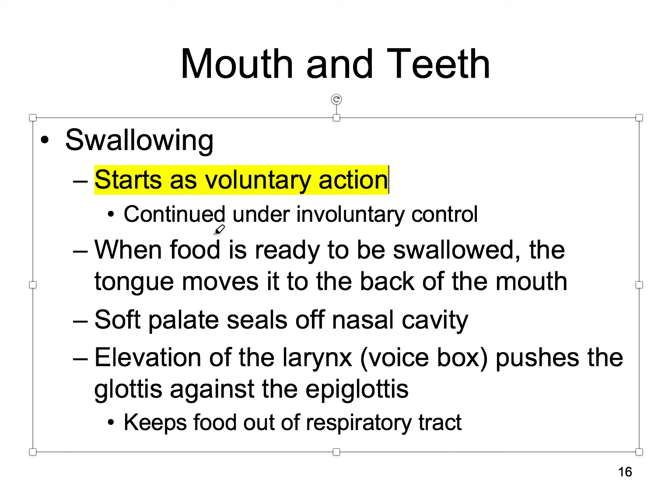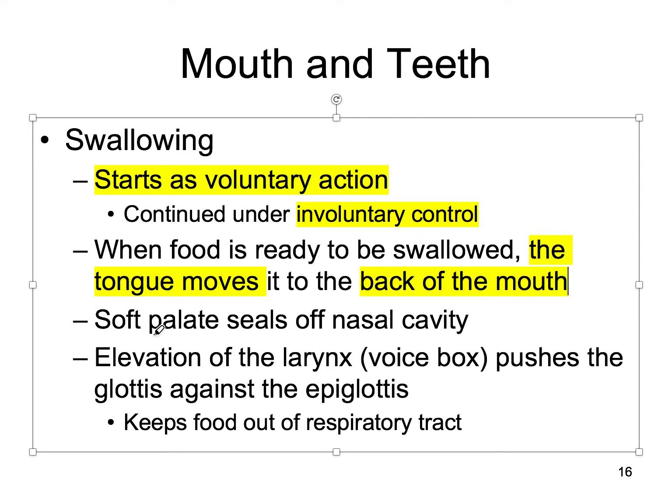But it takes a little bit longer for food to make it down the esophagus. And that's a process that's continued under involuntary control. We don't have to think about moving food from our mouth to our stomach. That all happens courtesy of our nervous system. Now, when the food is ready to be swallowed, our tongue, as I mentioned, moves upwards and back in order to move the food to the back of the mouth.